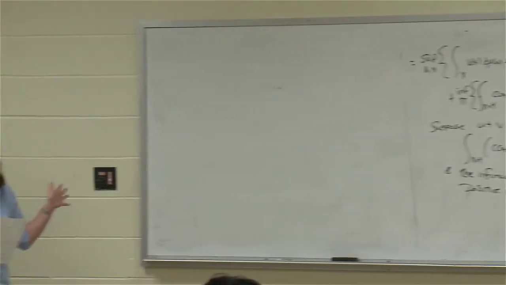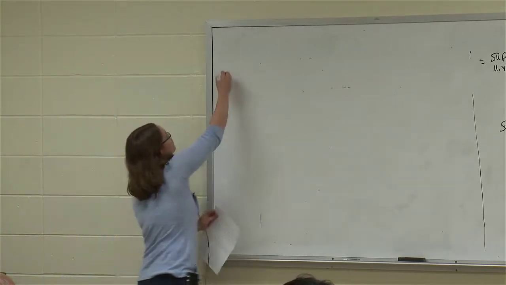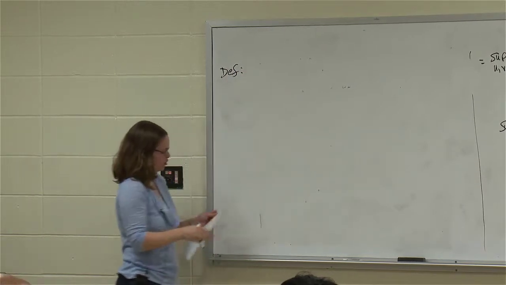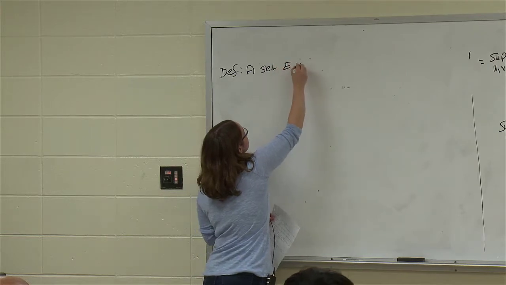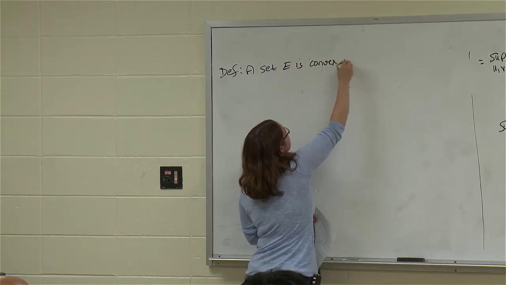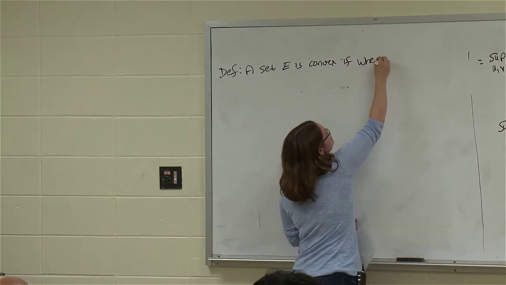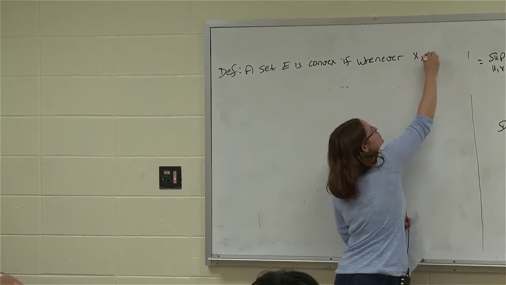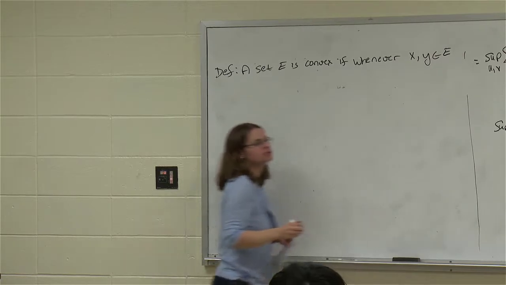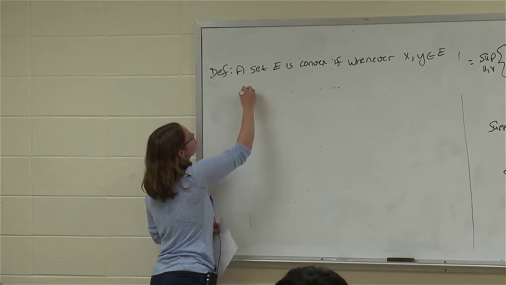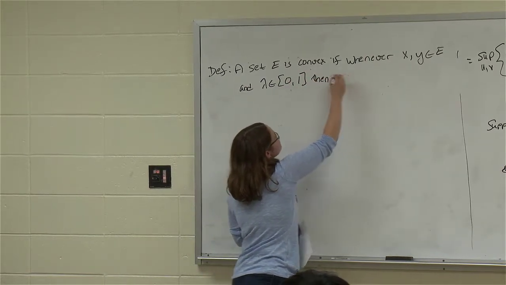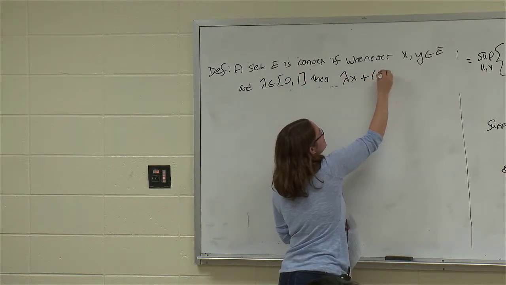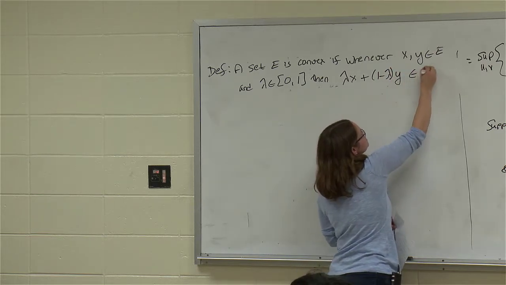Okay, I think last class or the class before we asked what is a convex function, so you know what that is, hopefully. I'll just quickly write down a couple definitions. A set is convex if whenever you take two points in the set, you draw a line segment connecting them, and that line segment also lives in the set. So lambda x plus 1 minus lambda y should also belong to E.